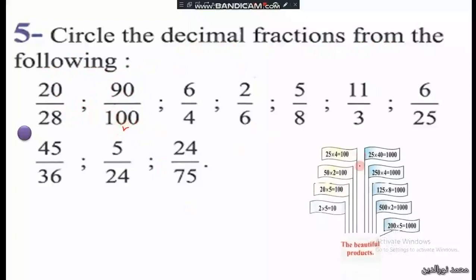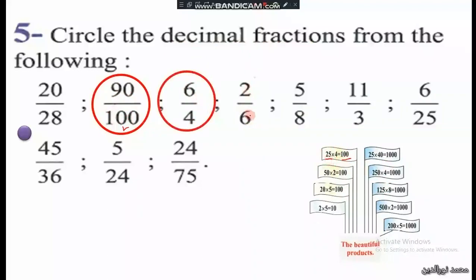Here we have the factors that give us the powers of 10. In order to know if this fraction is decimal or not, we look at the denominator. If it's a power of 10 or could be written as a power of 10, it's a decimal fraction. So 90 over 100, yes, it's a decimal fraction. 6 over 4 could be multiplied by 25 to give us 100, so yes, it's a decimal fraction.